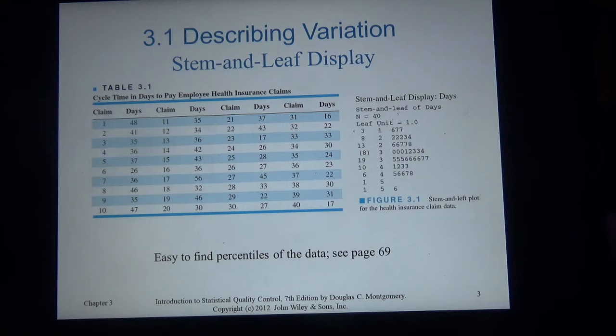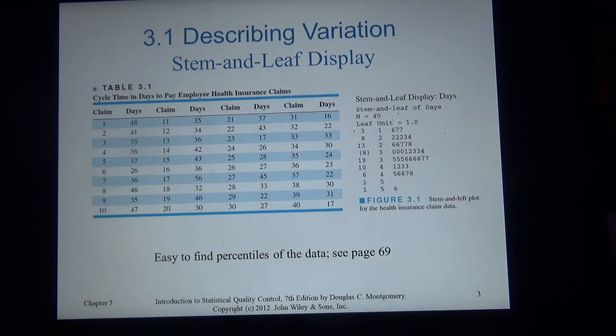For example, the first claim says 48 days to pay for the employee for their health. Second claim is 41 days. So the company is paying money for the number of days to the employee because of the health problems the employee has. As you can see, there are numbers like 48, 41, 35, 36. In order for us to draw the stem and leaf diagram, we need to put the numbers into order.